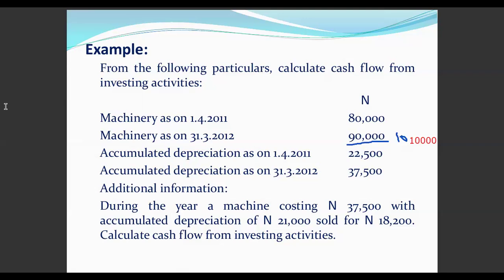So my machinery has increased by 10,000. The accumulated depreciation at the start of the year was 22,500 and at the end it is 37,500. It means I have charged depreciation of 15,000. So the depreciation in a year is 15,000.